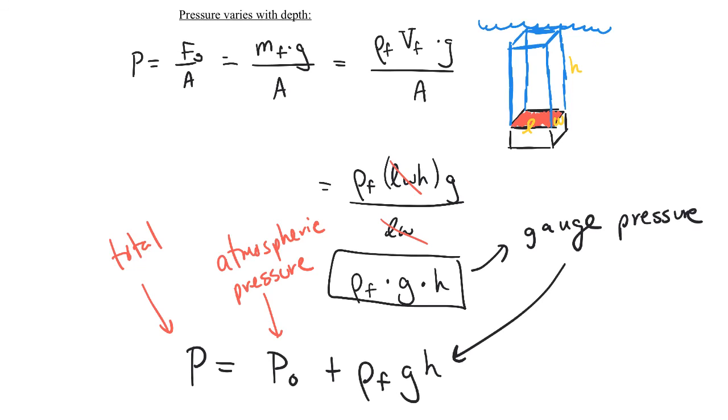So it's the sum of these two values that will give me the total pressure when under the surface of a fluid. Again, when under the surface of a fluid, the total pressure will be the fluid pressure, also known as gauge pressure, the fluid pressure itself, plus the atmosphere pushing down on that object.